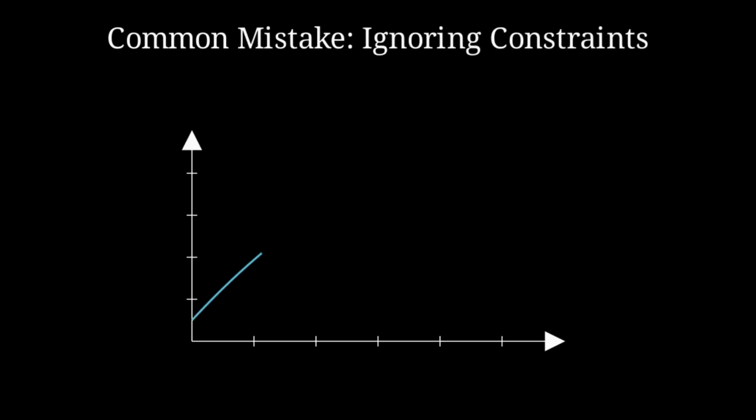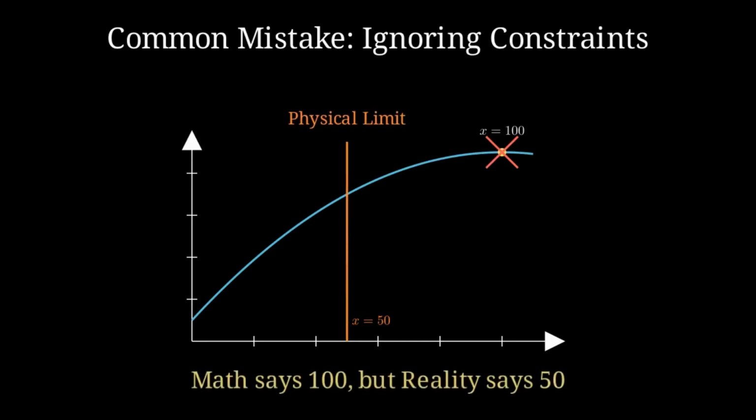Don't forget the physical reality of the problem. If your math suggests a width of 100 meters but you only have 50 meters of material, the optimal point is impossible. Always cross-reference your mathematical result with your initial constraints.